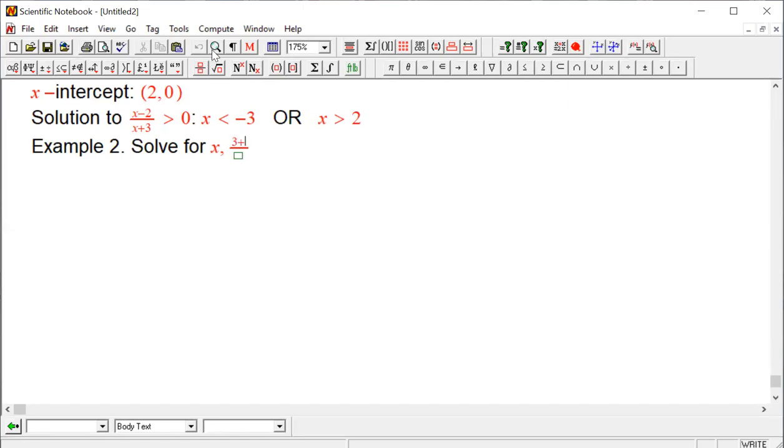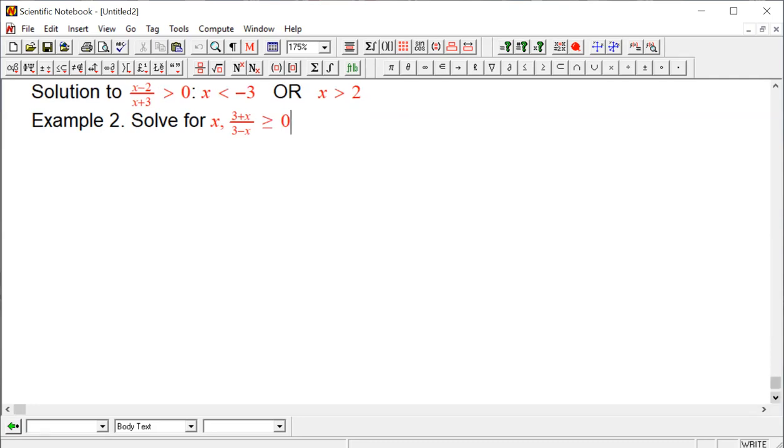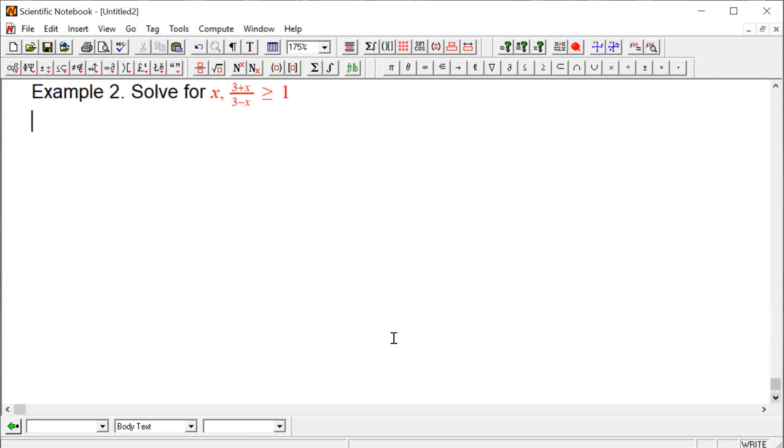3 plus x over 3 minus x. This is one of my favorite questions, and I have given these questions on the exams multiple times. Oh, sorry, greater than 1. To solve this inequality, I want to show you a case.